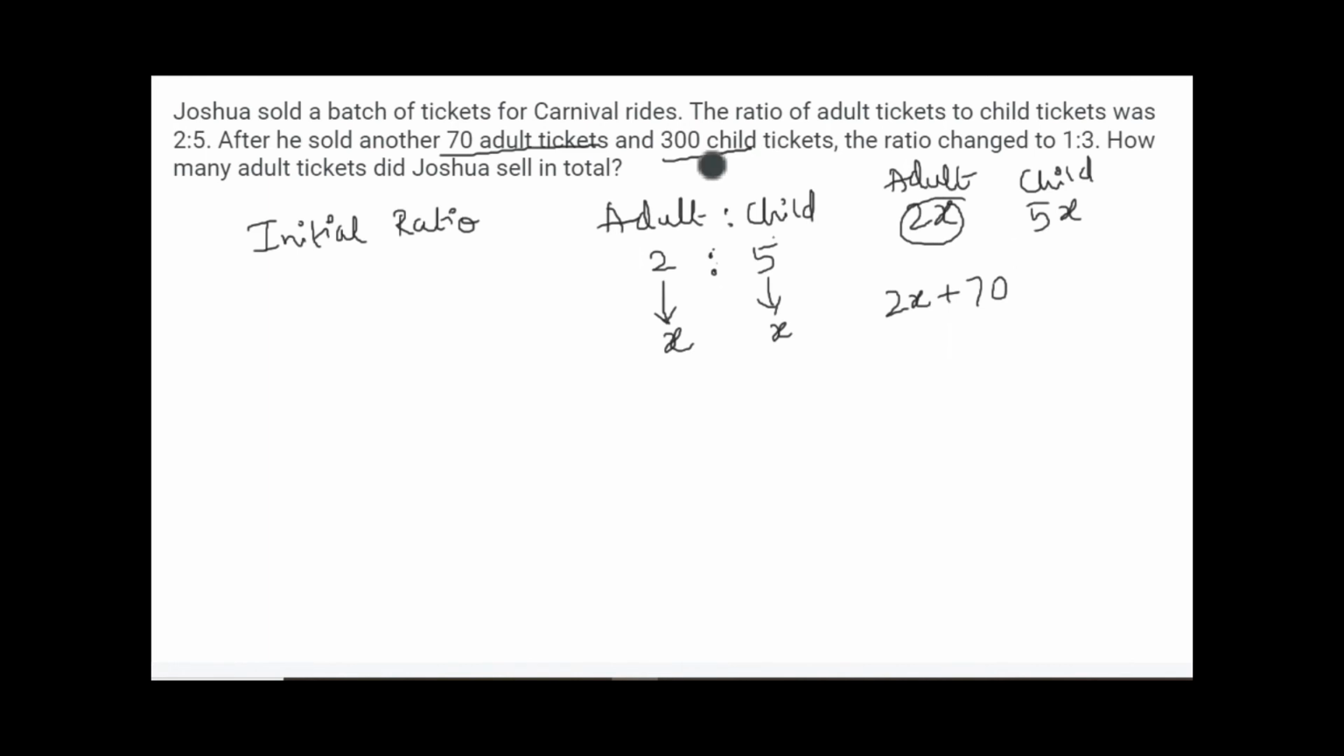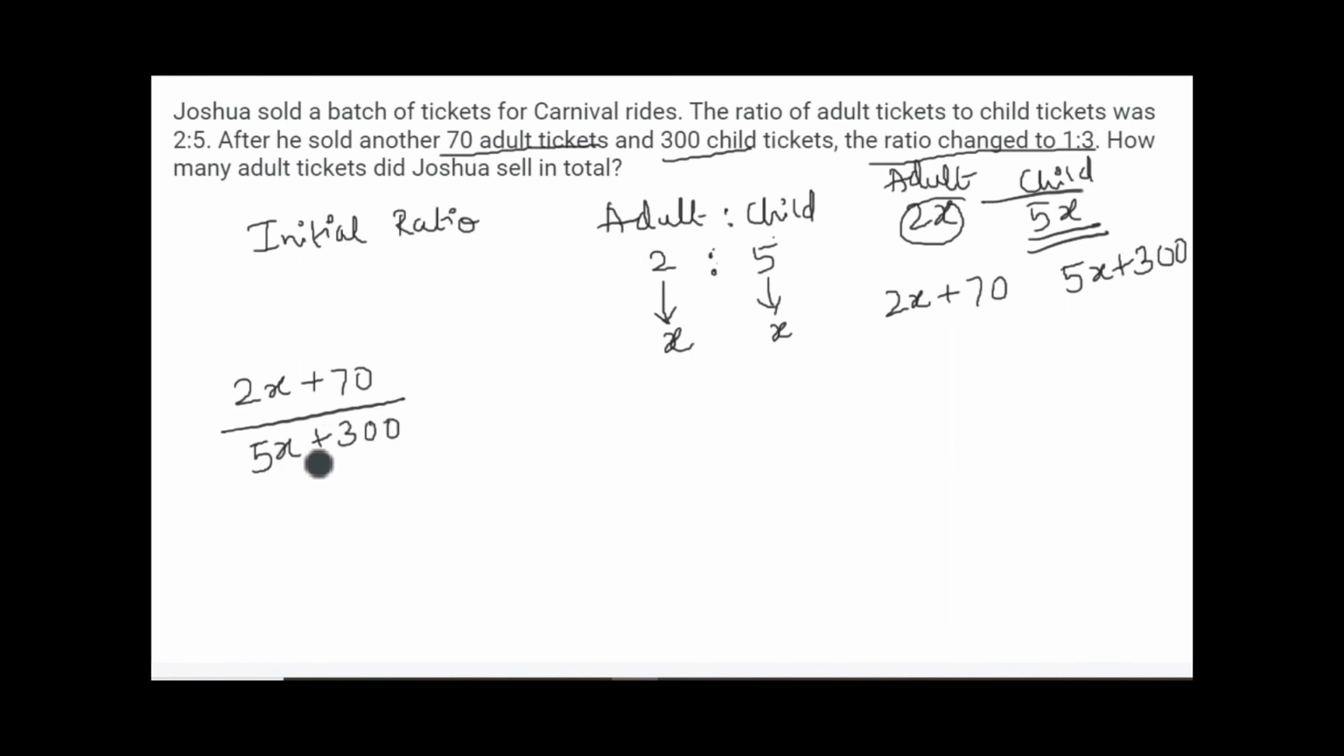And then he sold 300 more child tickets. So initially he sold 5 times x and now it's 300 more. So the child tickets becomes 5x plus 300. And after doing this, the ratio has changed to 1:3. That means now if you find the ratio of adult to the child, that means (2x plus 70) over (5x plus 300). This is how we find the ratio, by dividing the two. This will give you 1:3 as the ratio.